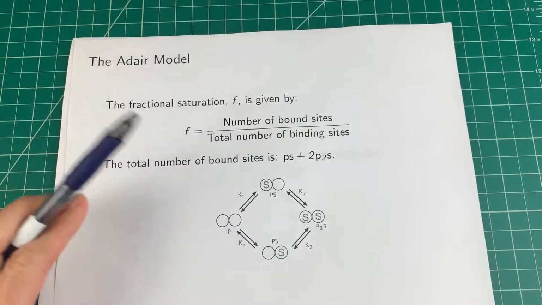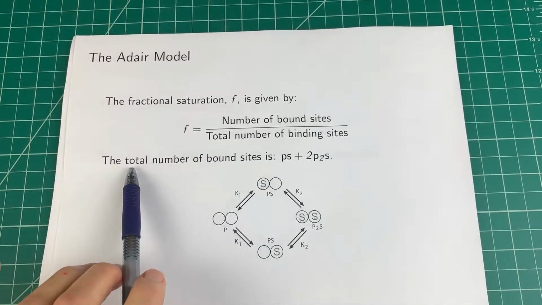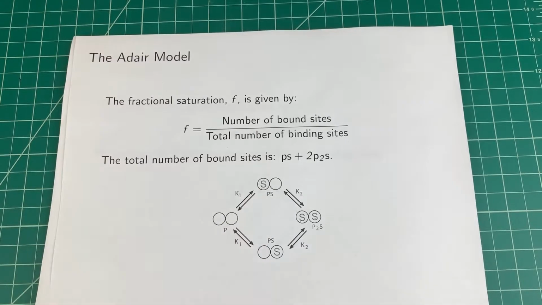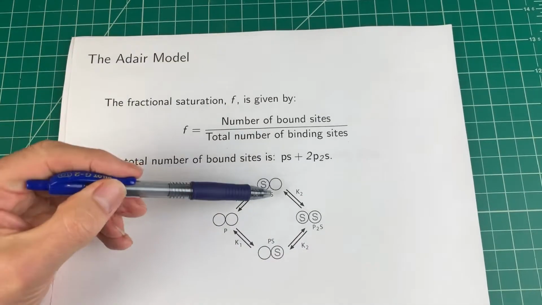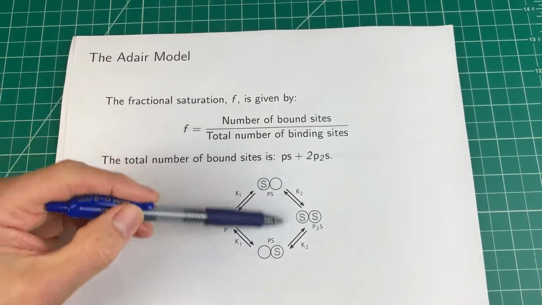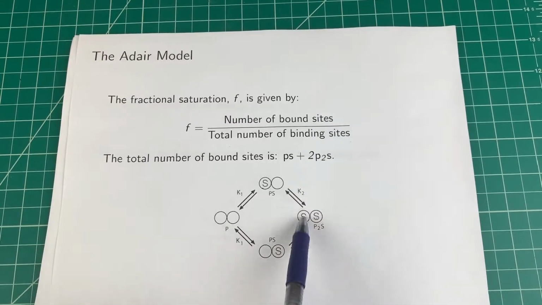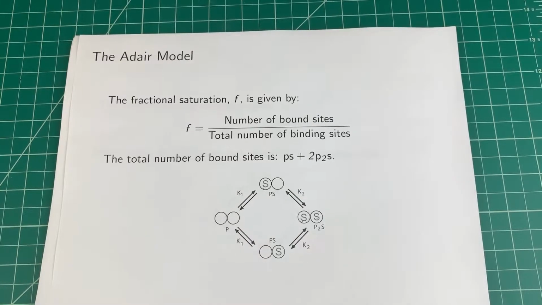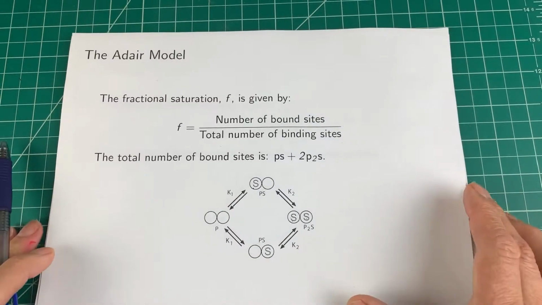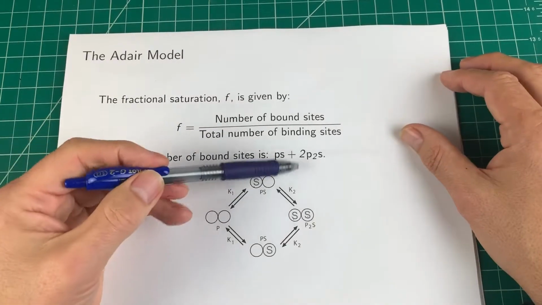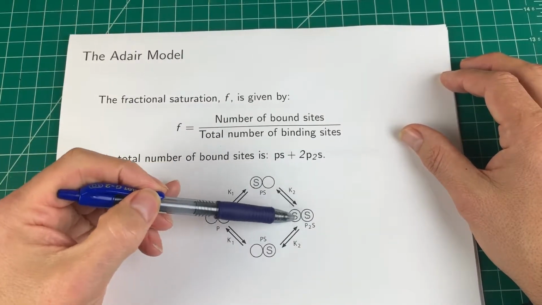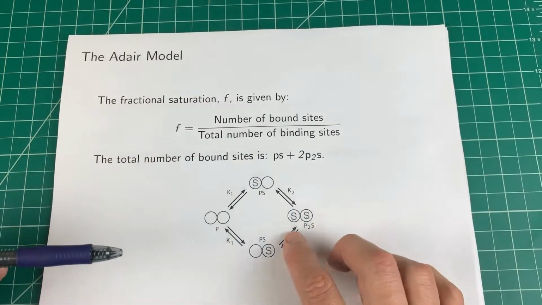So with that in mind, what's the total number of bound sites? Well, the total number of bound sites is this total, whatever that is, plus the concentration of this state, but there are 2 sites per molecule here, so we take the concentration of this, which is P2S, and multiply by 2. So I'll just say that again. The number of bound sites here is 2 times the concentration of this state.